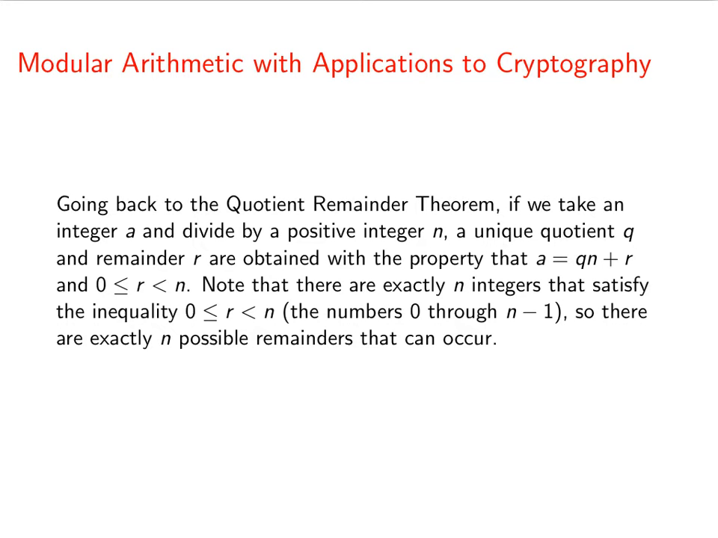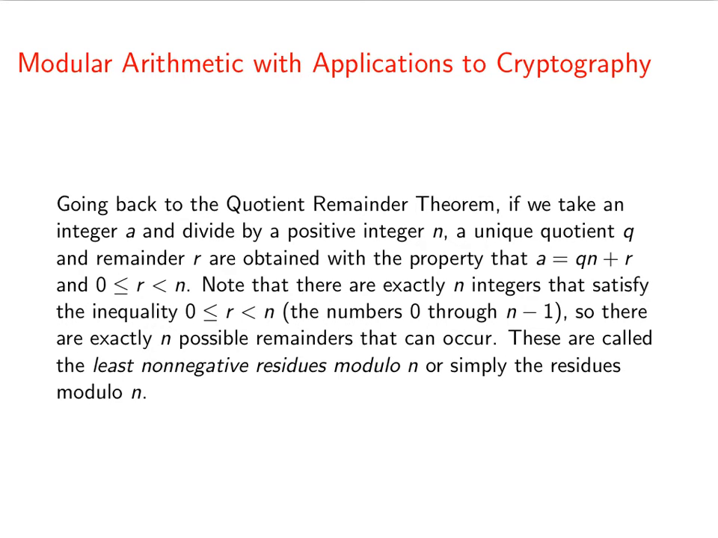Now we should note that there are exactly n integers that satisfy this inequality. They are the numbers 0 through n minus 1. So there are exactly n possible remainders that you can get when you divide by n. These remainders are called the least non-negative residues modulo n, or simply the residues mod n. And speaking of being more informal, notice that sometimes I'll just say mod instead of modulo. That's perfectly acceptable.